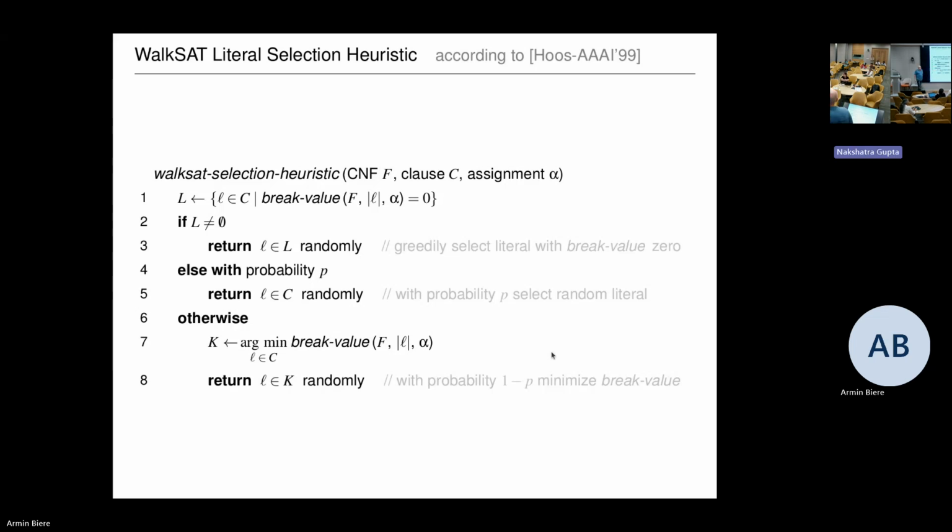Because of the clause selection, you're always selecting a clause that's falsified. So you're going to be making at least one. Yes. And then trying to break nothing. So yeah, yes, it's almost it.